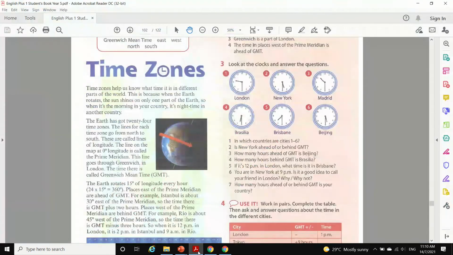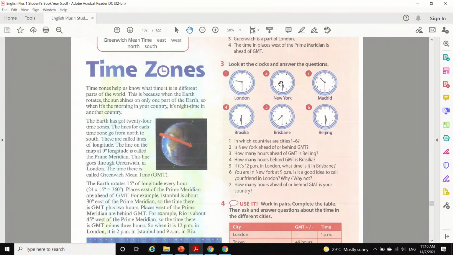Okay, next. You are in New York at 9 p.m. Is it a good idea to call your friend in London? Why or why not? Okay, so now you are at 9 p.m. Okay, 9 p.m. So we count for this one. How many hours? 9:30. Okay, 9:30. We go backward. 9:30, 8:30, 7:30, 6:30, 5:30. Okay, so it's 4 hours.